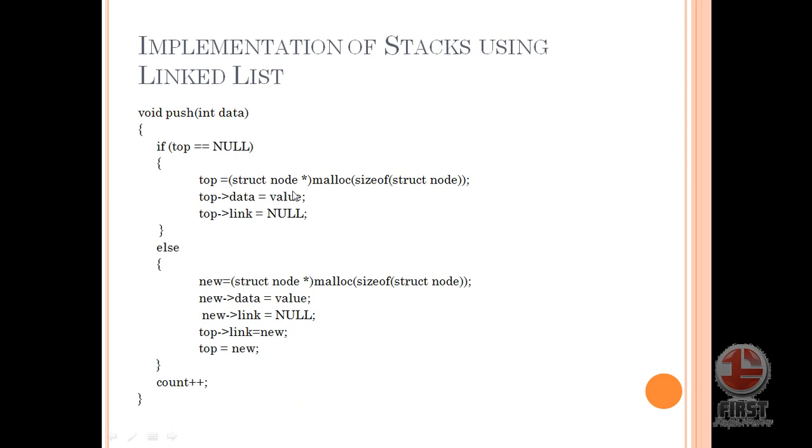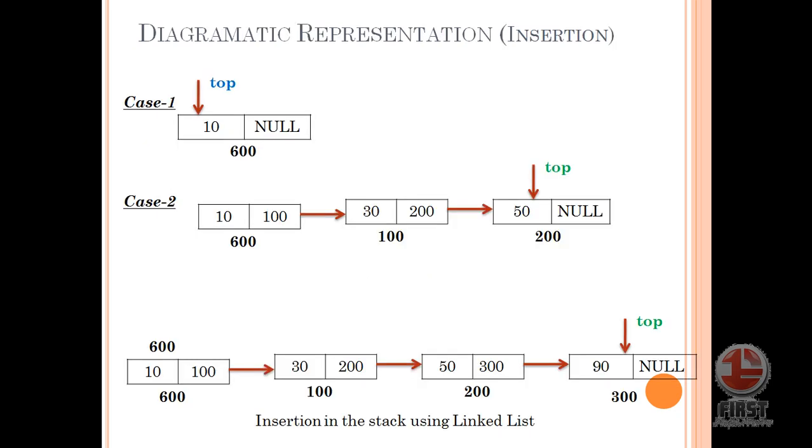So we will be allocating memory during runtime to the top node. The data field of the top node, that is top pointer data, will be the value that you have to store, and the link field of the top node will contain null. Very simple, very easy.